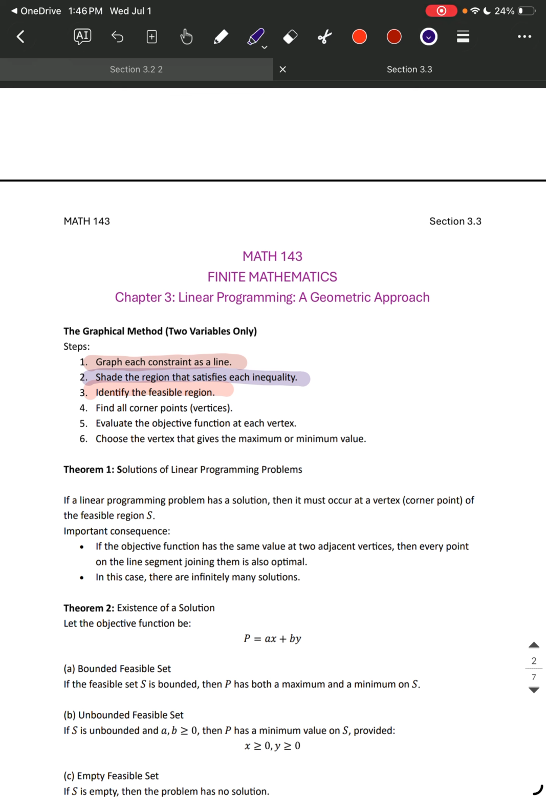Step number 4, find every corner point. Find all vertices. Step number 5, evaluate the objective function at every corner. And step number 6, choose the largest or smallest value depending on the problem, maximization or minimization. If you remember these 6 steps, you can solve almost every graphical linear programming problem in this chapter, because we discussed those steps in the previous section also.